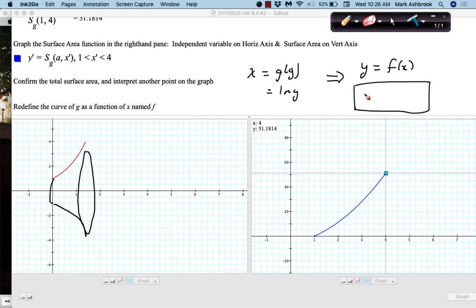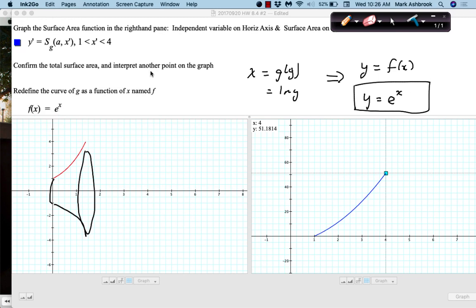Y equals e to the x, right? It's like the inverse function. So x equals ln of y is the same as saying y equals e to the x, right? Those are inverse functions. So it's the same curve here. It's the same curve, but now I'm writing y the more conventional way, y is the dependent variable for x independent.